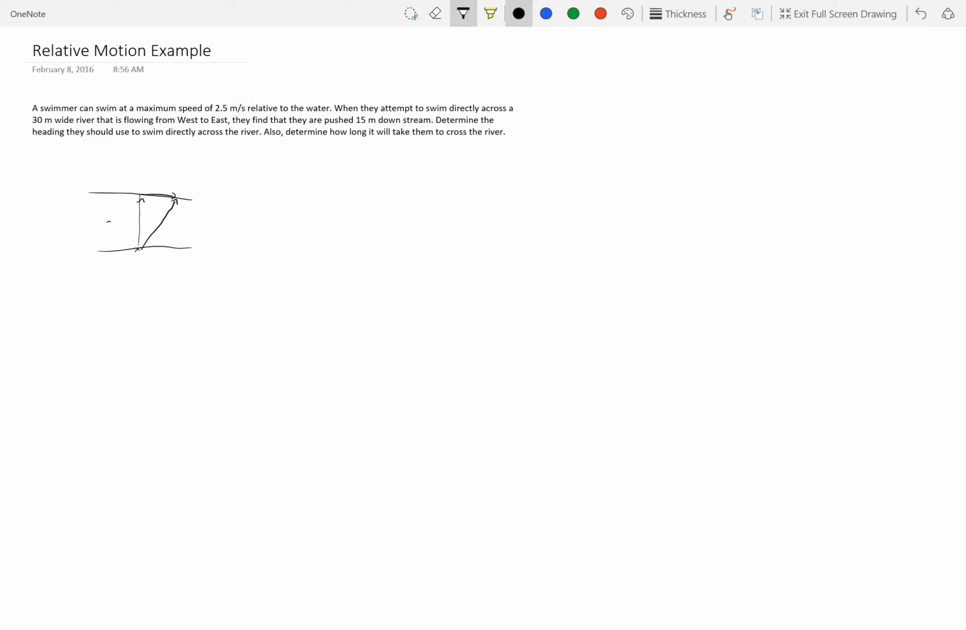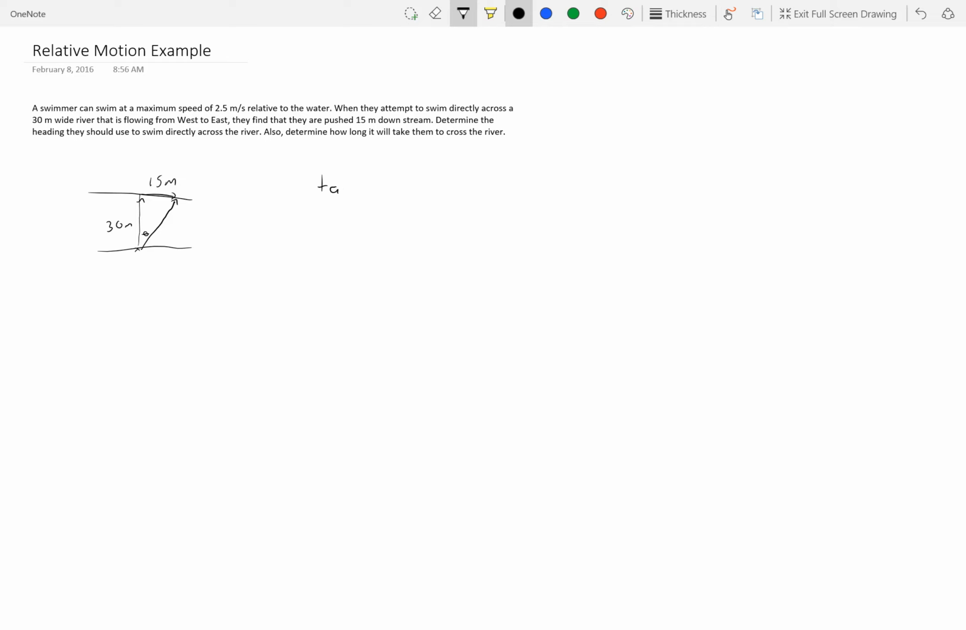So it says that the river is 30 meters across, and they ended up 15 meters downstream. Determine the heading they should use to swim directly across the river. Also determine how long it will take them to cross the river. So what I can use this triangle for is to figure out when they tried to swim directly across, what angle did they end up going on, and as a result I can use that in a similar triangle, specifically the one that involves the velocities, to figure out what the velocity of the current in the river is.